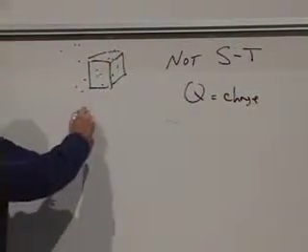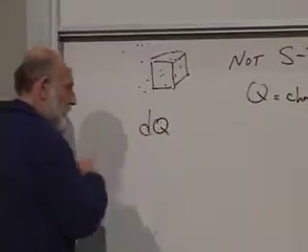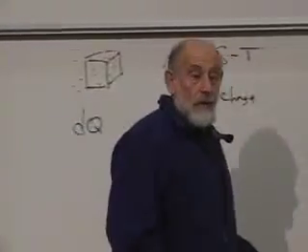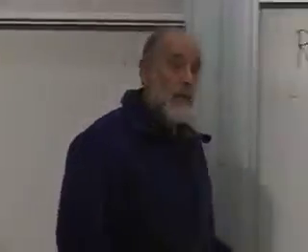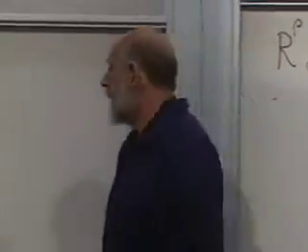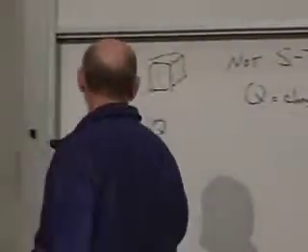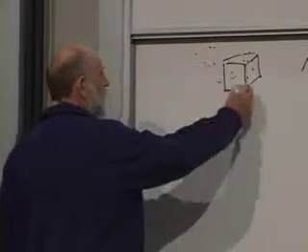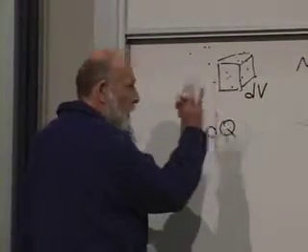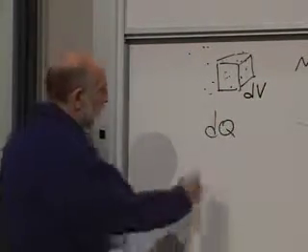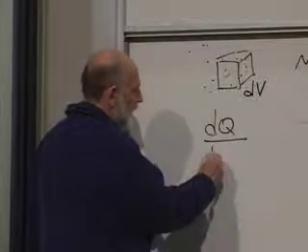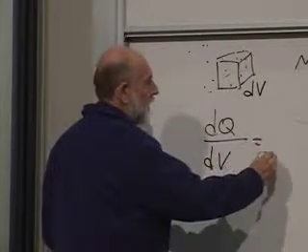The amount of charge in the box we'll call dQ, because the box is small. And of course, it will be proportional to the volume of the box. But if I divide, let's call the volume of the box dV, a small box, infinitesimally small, divide the charge by the volume, and I get the density.